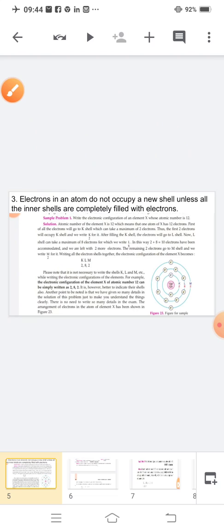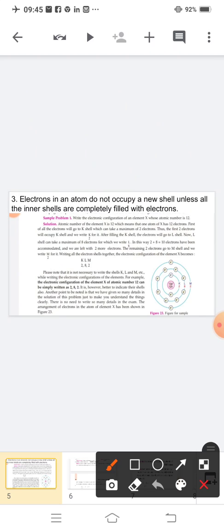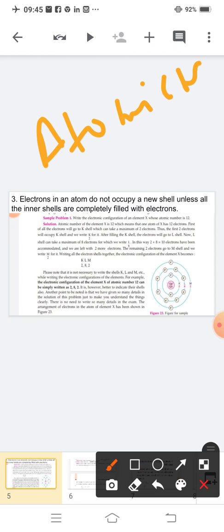See this example. Write the electronic configuration of element X whose atomic number is 12. Here the atomic number is 12. So in the first energy shell, how many electrons can we locate? We can locate 2 electrons. So the atomic number is 12.